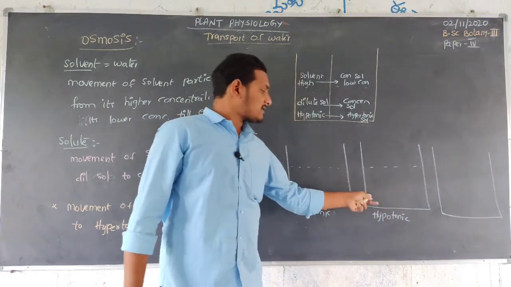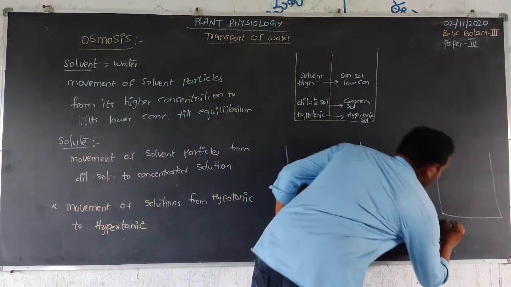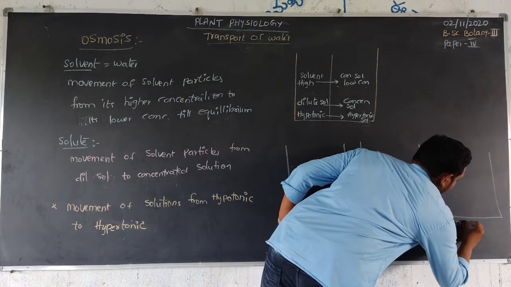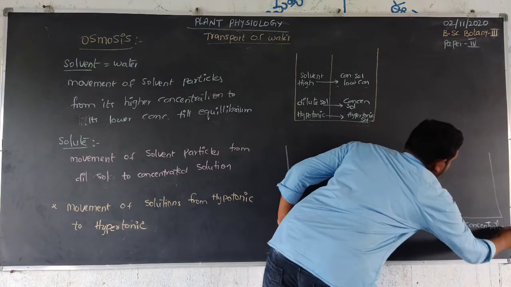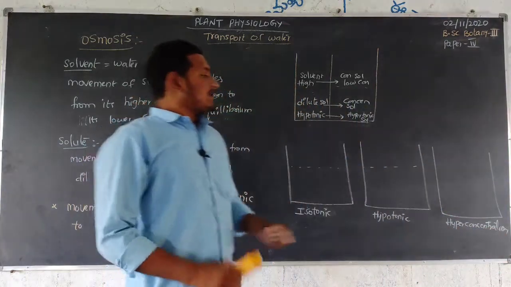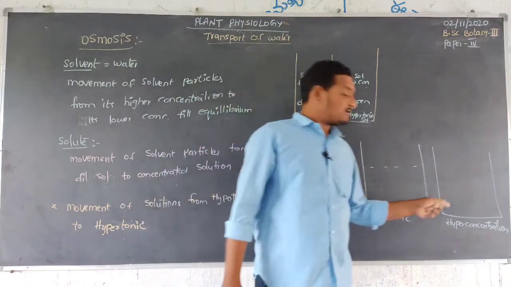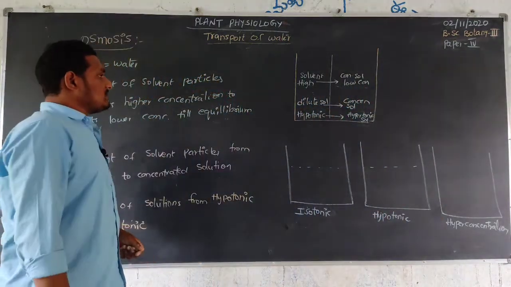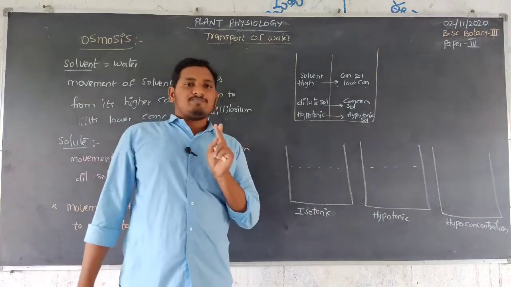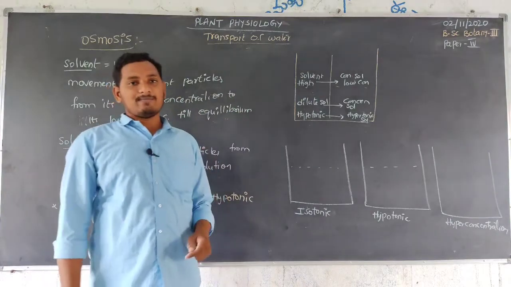Here water contains hypo, the cell contains hyper. Next it is hyper concentration. So the liquid or water has a highly concentrated solution, and the cell has less concentration. So we have to keep both plant cell and animal cell in these three solutions. What will happen? We have to observe.